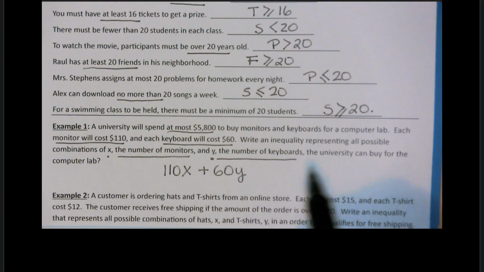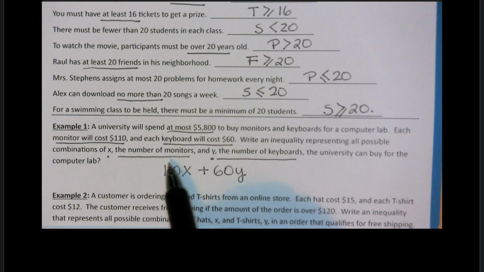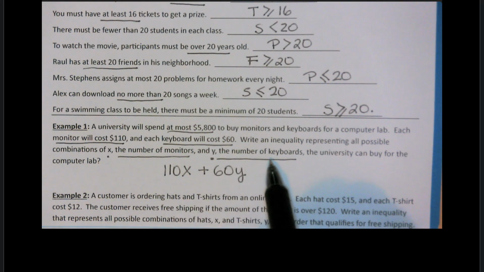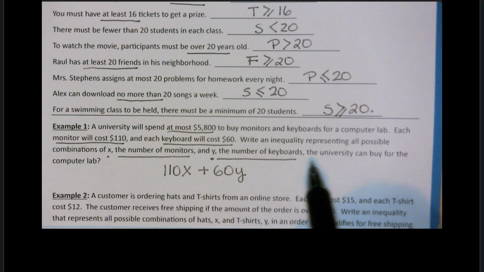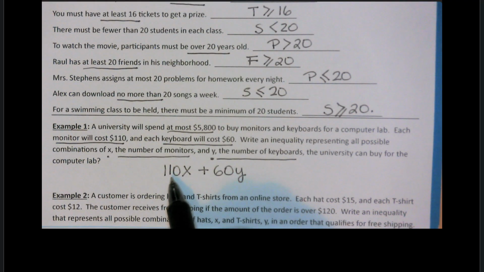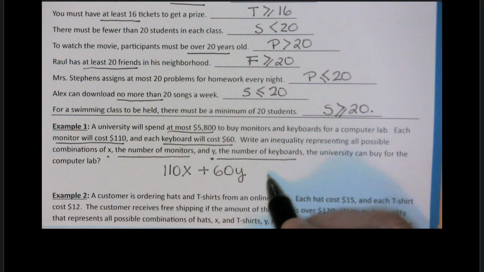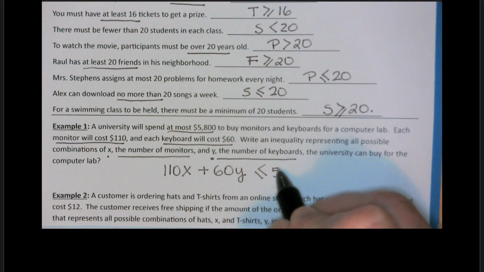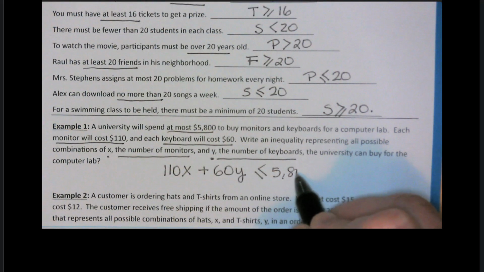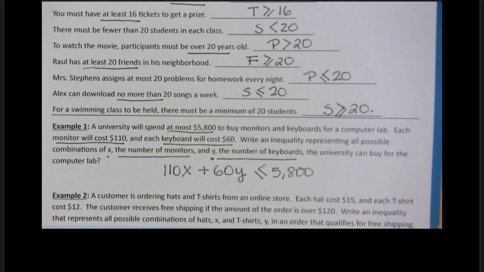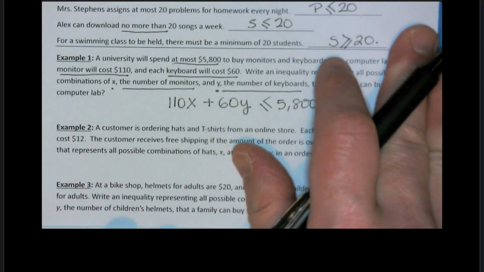So basically you're going to write the inequality to represent all the possible combinations of X, the number of monitors, and Y, the number of keyboards the university can buy. So this would be 110X per monitor plus 60Y per keyboard has to be at most, and at most is the symbol less than or equal to 5,800. All right, let's go on to the next one.